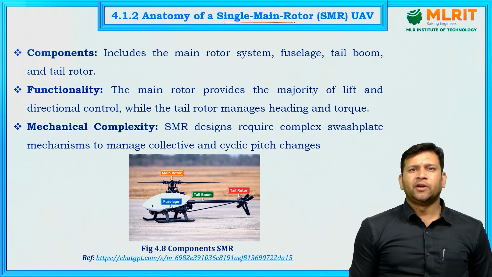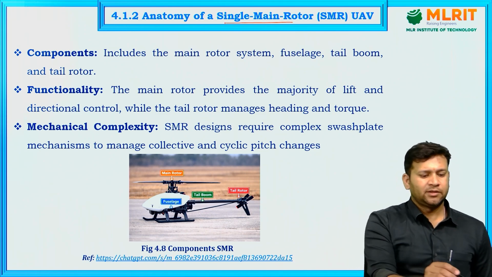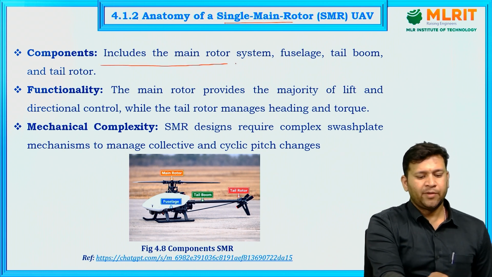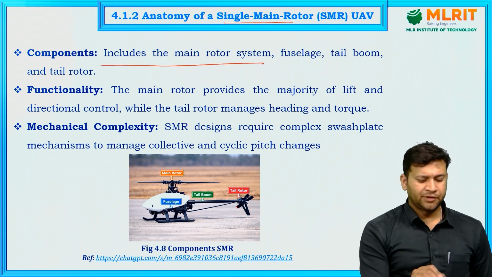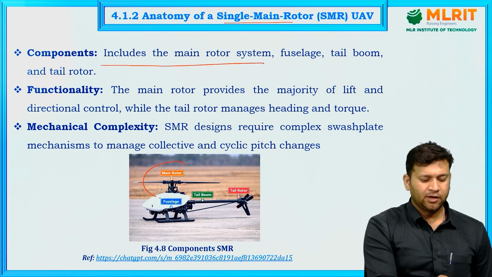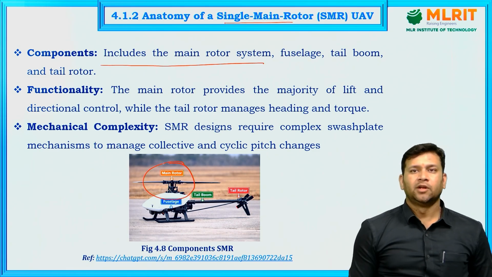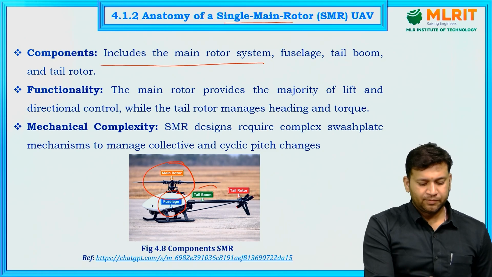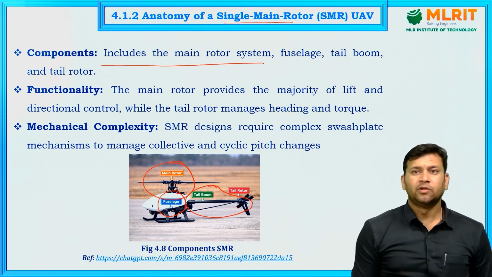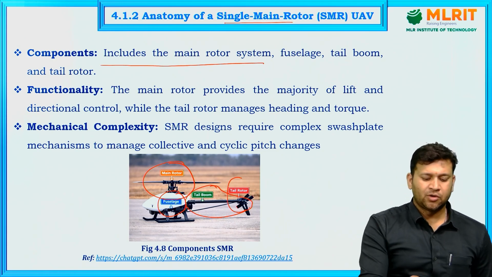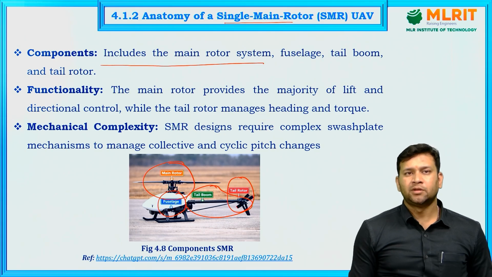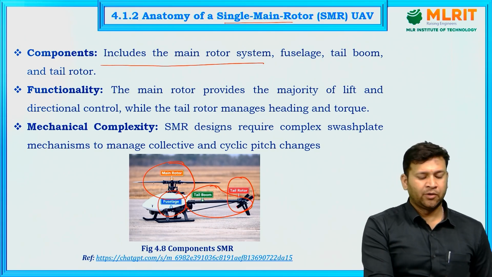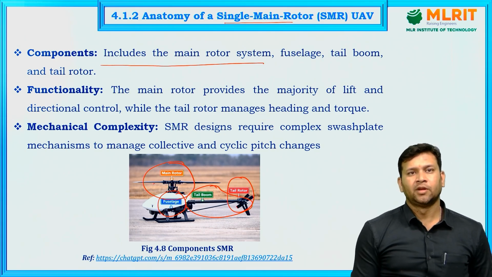The primary components included in a single main rotor design are the main rotor system, which is here. This is the main rotor system. Then the fuselage, this is the fuselage. Tail boom, this is the tail boom. And this is a tail rotor to counter the torque which is formed due to the main rotor blade rotation.